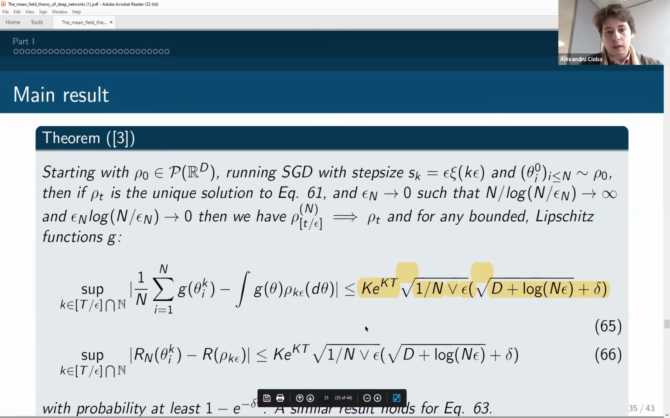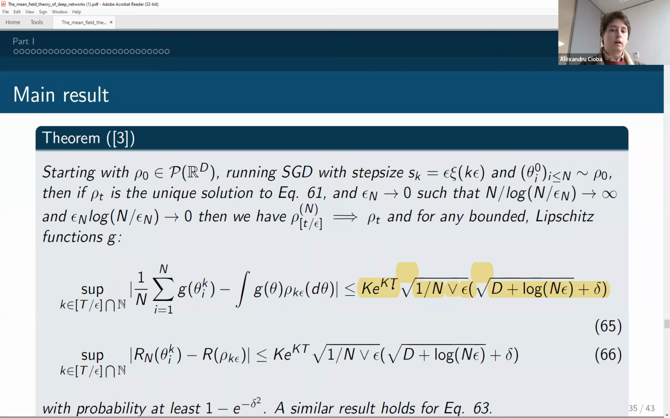And the interesting dependence, again, is here in the right-hand side. You see that the dependence on the width of the neural network and also on the error, so the epsilon itself, and also on D, is fairly benign. So the data distribution, the dimension of the weights themselves and the number of weights don't factor heavily into this bound.